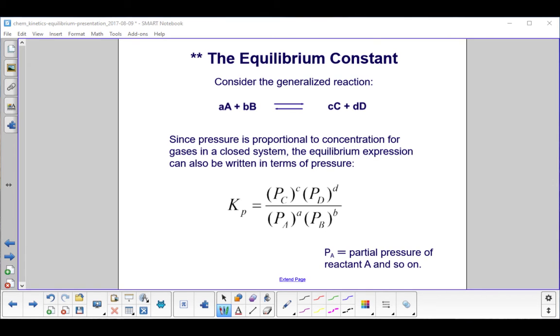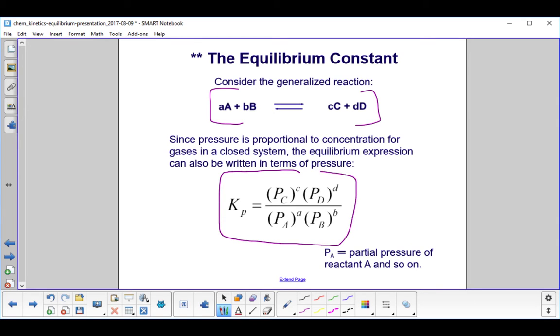There's another way to find the equilibrium constant for this generalized reaction. We know that pressure is proportional to concentration for gases in a closed system. Therefore, the equilibrium expression can also be written in terms of pressure.